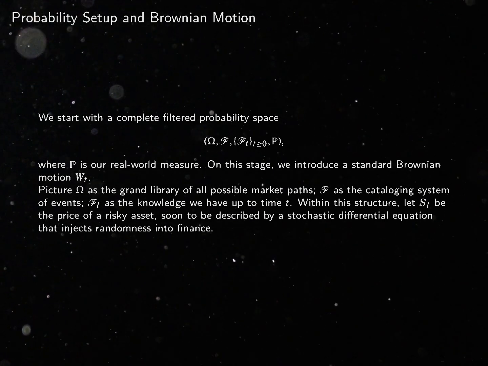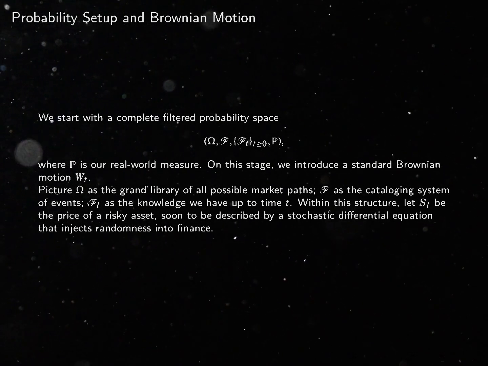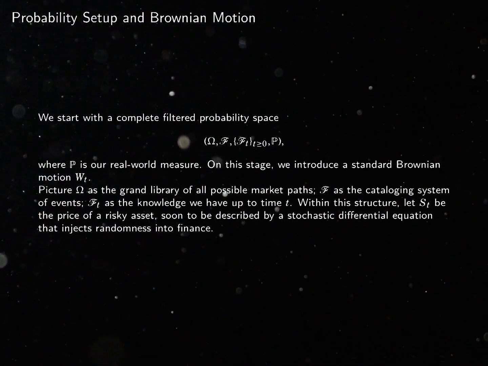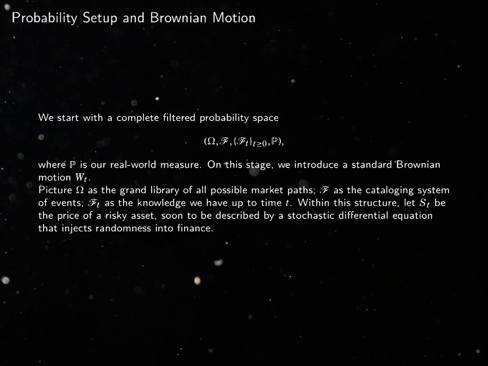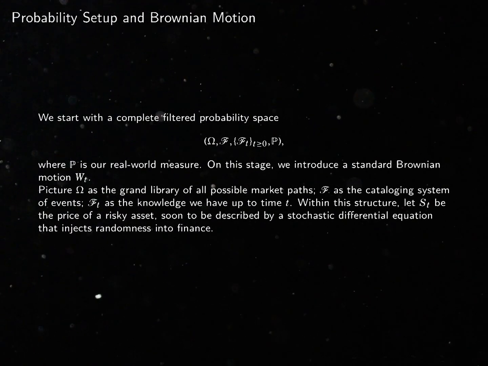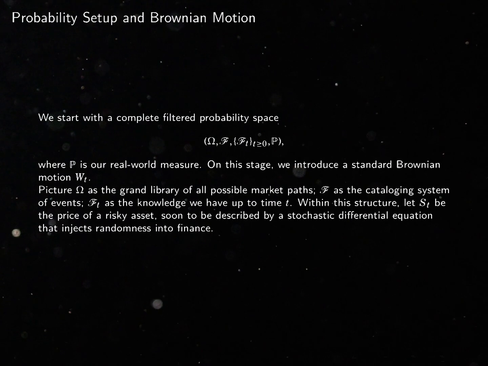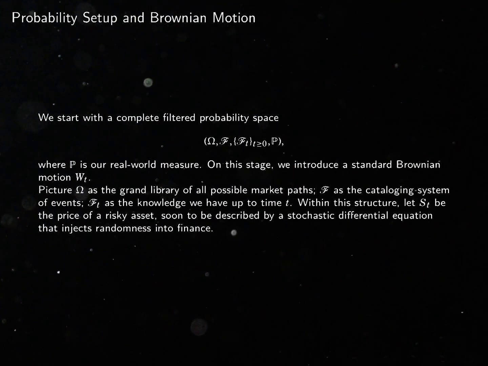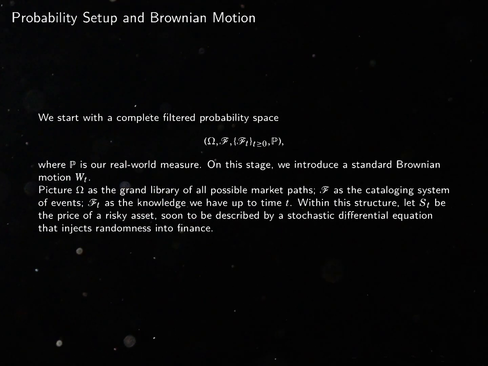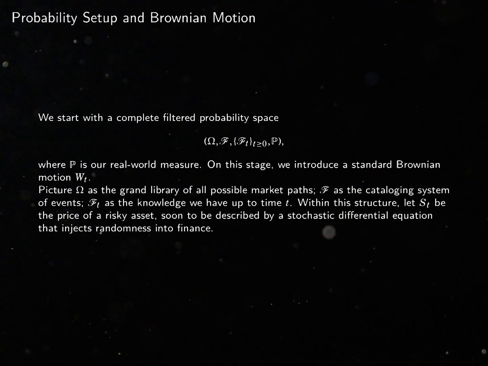We introduce the foundational setting for our entire framework, a complete filtered probability space, where capital P is our real-world measure. Think of omega as the grand library of every possible market scenario, and script F as the labeling system that tells us which chapters are relevant at each moment in time. The notation script F sub t means the information we have right up to time t. Within this space, we define a standard Brownian motion, W sub t, capturing the unpredictable fluctuations of the market.